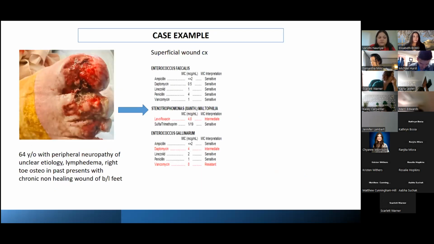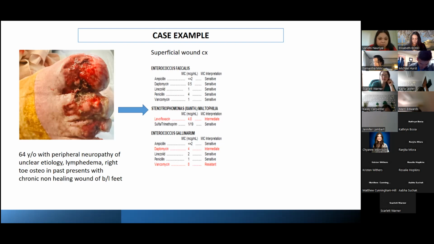It was a 64-year-old male with peripheral neuropathy of unclear etiology, who has had chronic lymphedema and right toe osteomyelitis, has had INDs in the past, and presented with a chronic non-healing wound on both feet. You can look at the exudates on the wound itself. In discussions with our teams in the hospital, there was a concern that if we did a biopsy or IR-guided biopsy of this wound, it would not heal. It would add to the problem, so it would be difficult to get deep cultures.